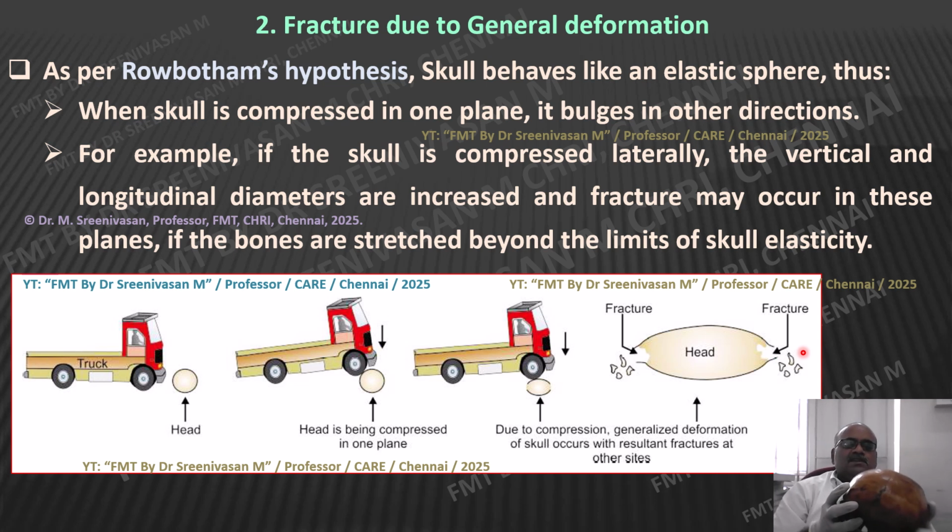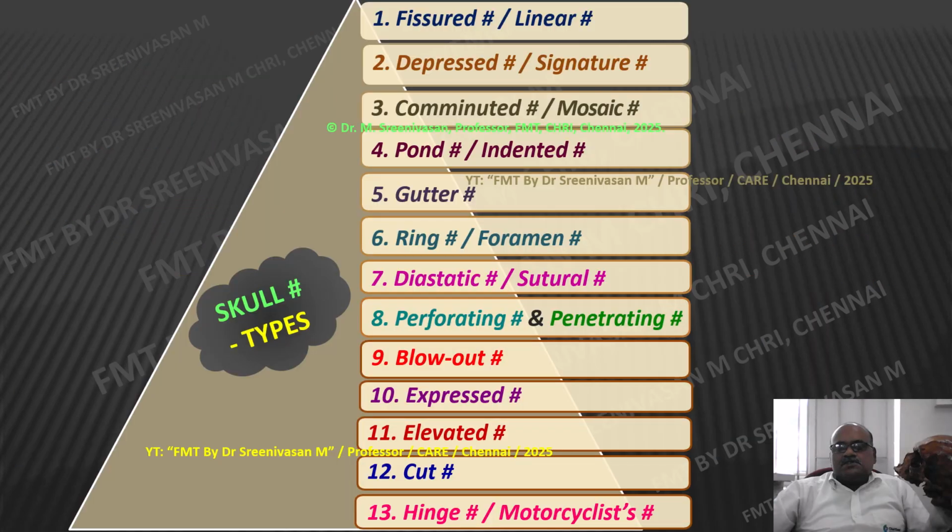Suppose the skull is compressed in this direction, the front and back. Now, this longitudinal diameter is decreased, but the transverse diameter as well as vertical diameter will increase, right? So, if it is compressed parallel to the axis of compression, there occurs a fracture like the coronal plane, right? The transverse fractures occur involving the skull vault as well as the base, right? But always a fracture occurs parallel to the axis of compression, right? This is called Rowbotham's hypothesis.